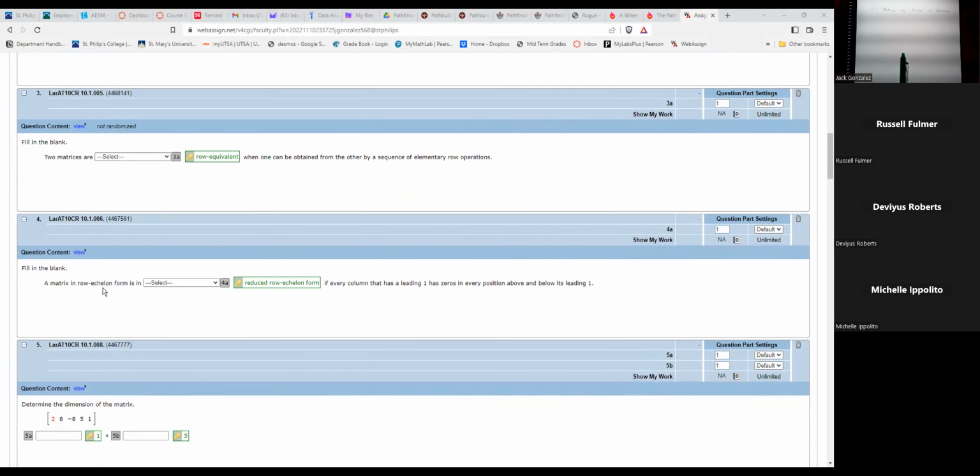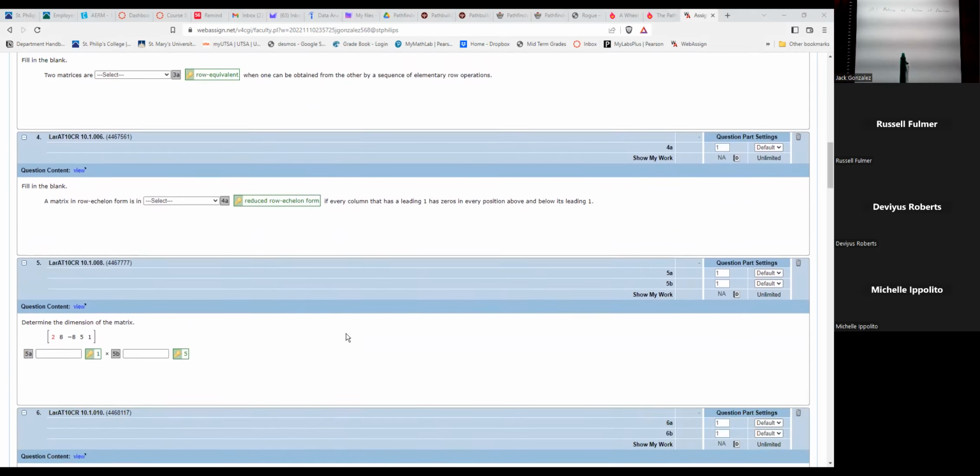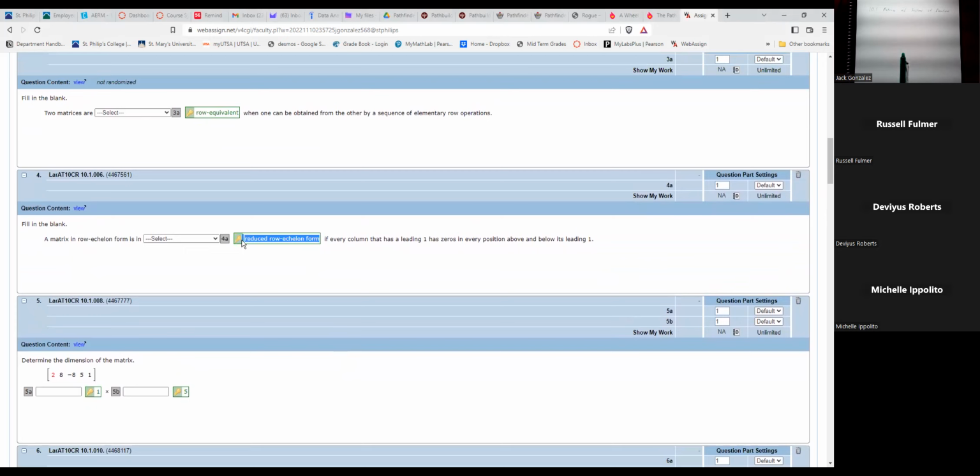Matrix in row echelon form, reduced echelon form. So we just had right now: the leading one is on the main diagonal. So you have ones down the diagonal. So just remember what that looks like. It's not a huge deal, but that's what that means.